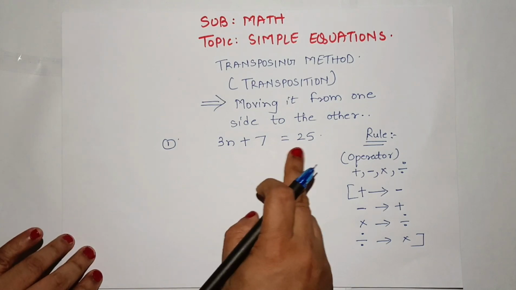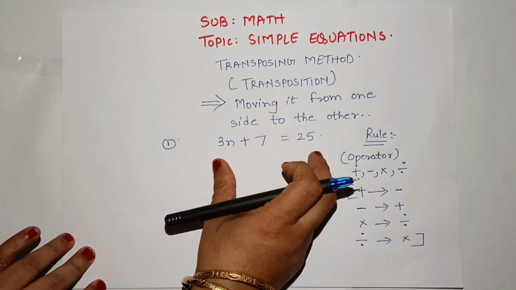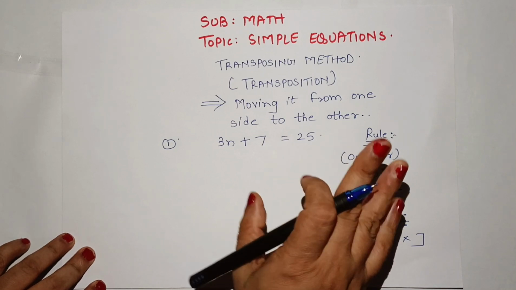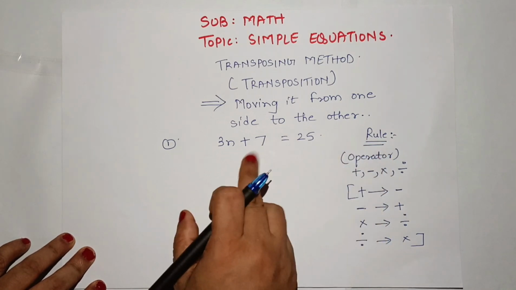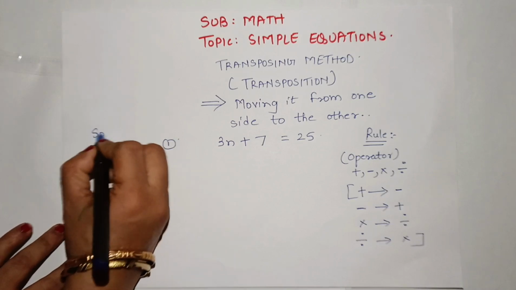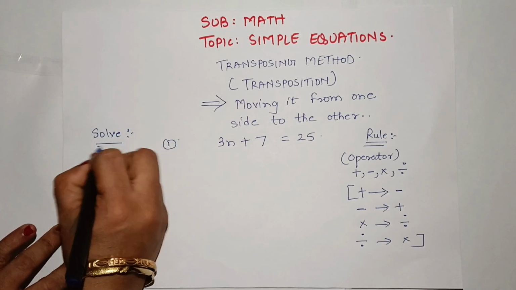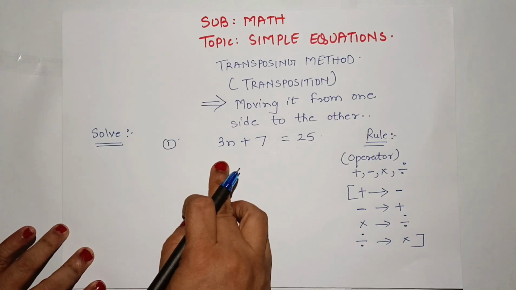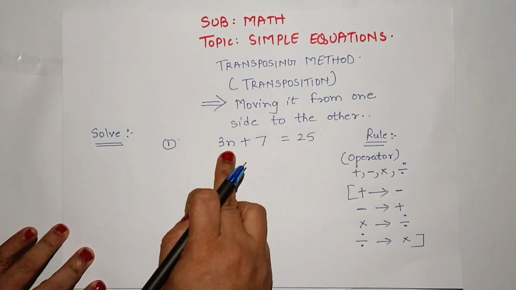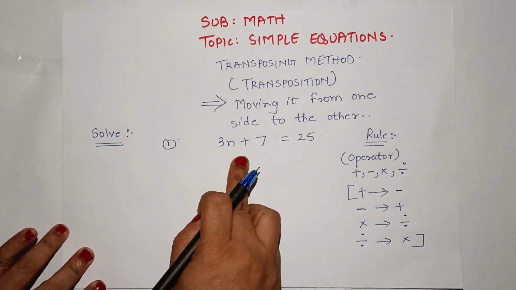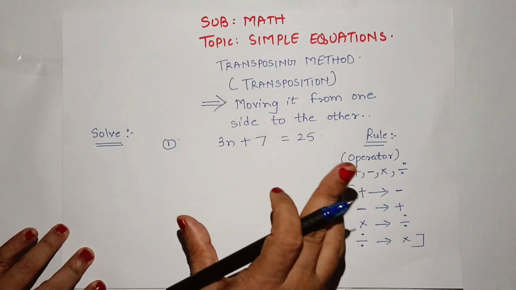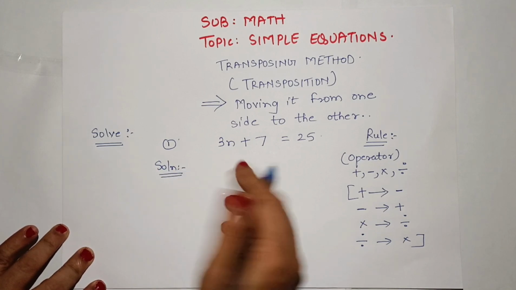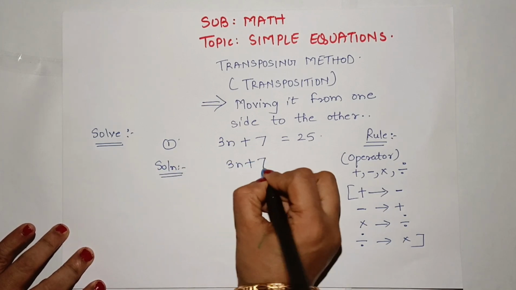3n plus 7 equals 25. It is an equation. Why? Because it has an equality sign. Now understand the question correctly. The question says solve. Solve means you have to solve the given equation. It means you have to find the solution of the variable n. Now we are going to solve. So write down the solution. Note down the question again.